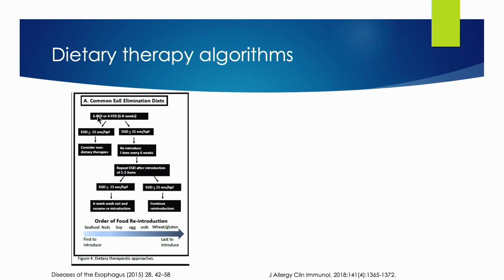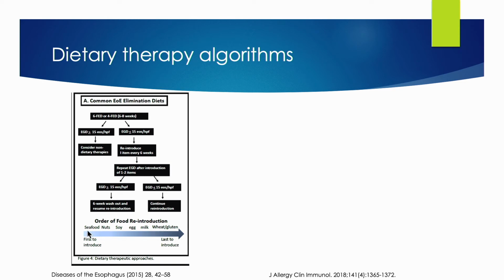But the idea is that after eliminating all of these, an endoscopy is done. If the eosinophilia is treated, then you introduce 1 item every 6 weeks or so. And we recommend repeating an endoscopy after 2 items are introduced. And if there is recurrence of the eosinophilia, then there's a 6-week washout before resuming reintroduction. So as you can see, this could take a very long time, and on average, it takes about 9 endoscopies and over a year.